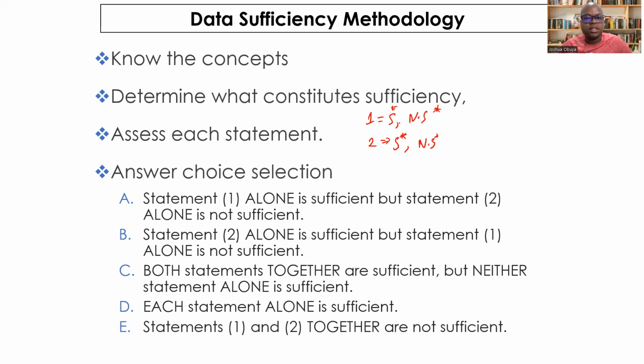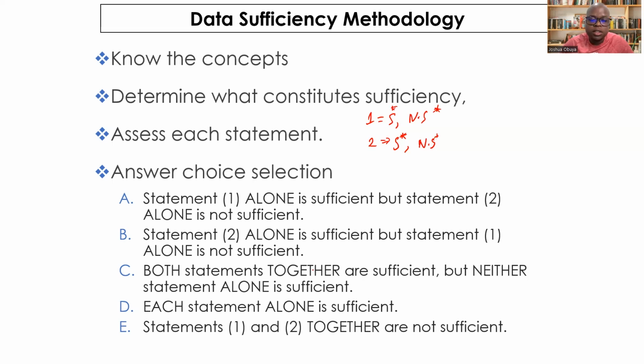What happens in the case the first statement is sufficient and the second statement is also sufficient, or the first is sufficient but the second is not, and so on and so forth? There are various options. Given the choices, A is that statement 1 alone is sufficient, but statement 2 alone is not sufficient. Or vice versa, B is that statement 2 alone is sufficient, but statement 1 alone is not sufficient.